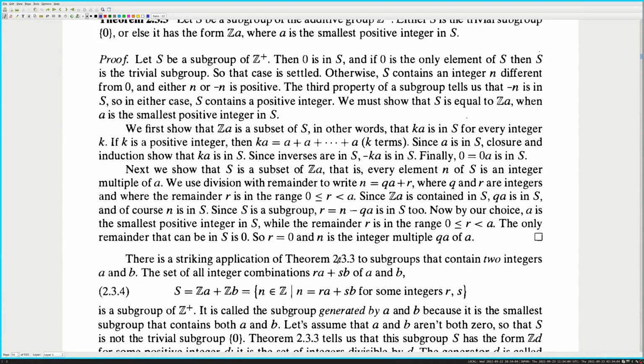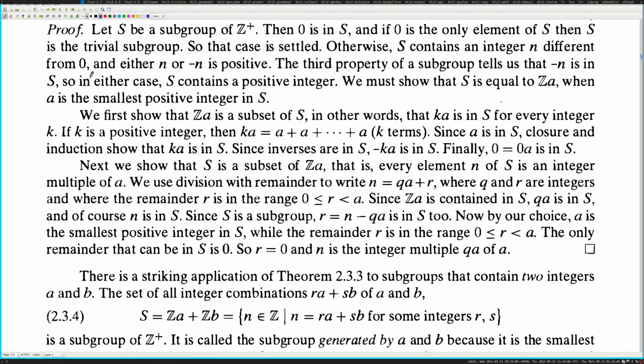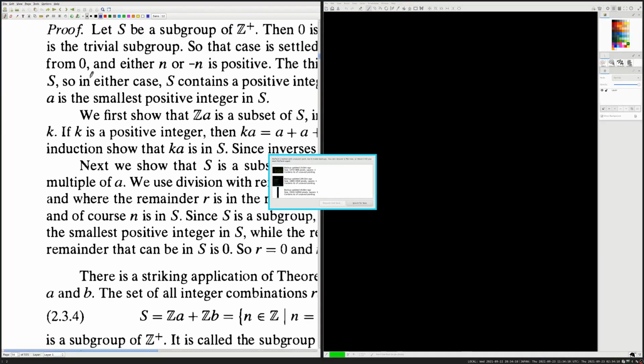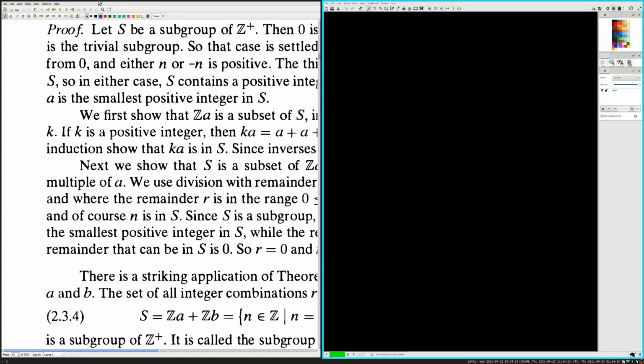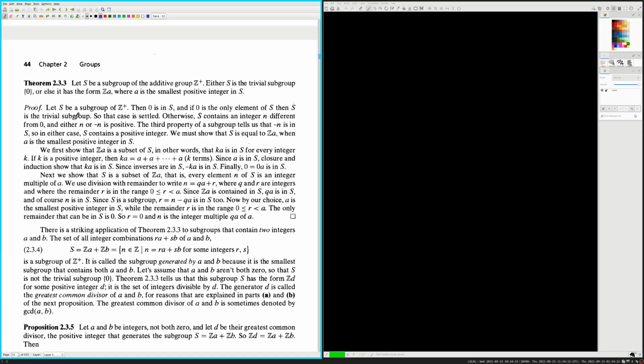This is a good time to review some algebra. Let me blow it up all the way, and let's go over to my paint. Okay, so let's just read this, and then I'll explain. I think I know where he's going with this proof. I haven't read this though.